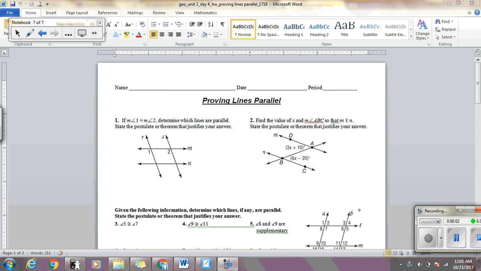Unit 3, Day 4, homework tutorial. On this lesson, we were proving lines parallel. So I'll work through the odd problems with you.